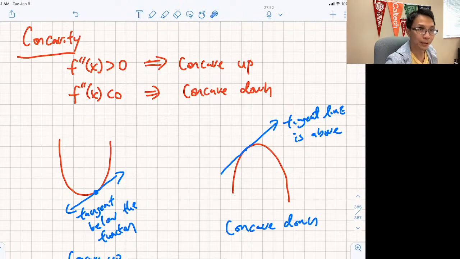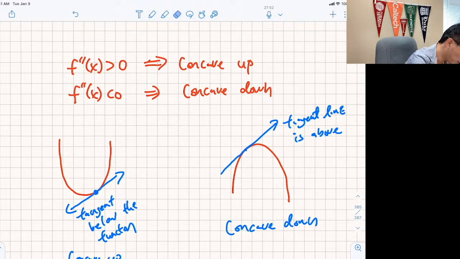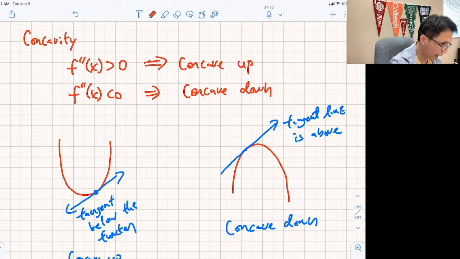Okay, let me rephrase again. So here we're talking about concavity. I want to spell it correctly. Concavity. If f double prime of x is greater than 0, it is concave up.